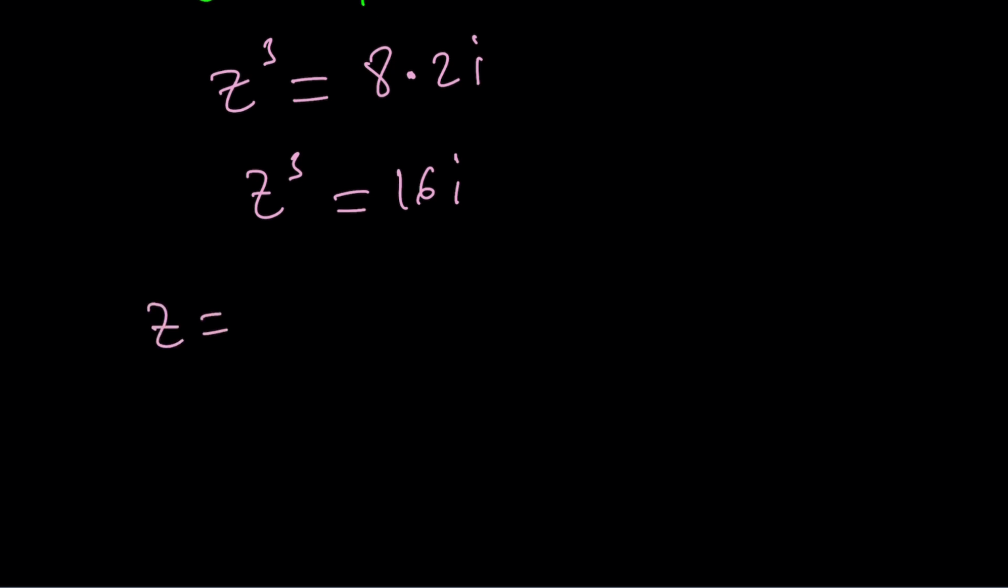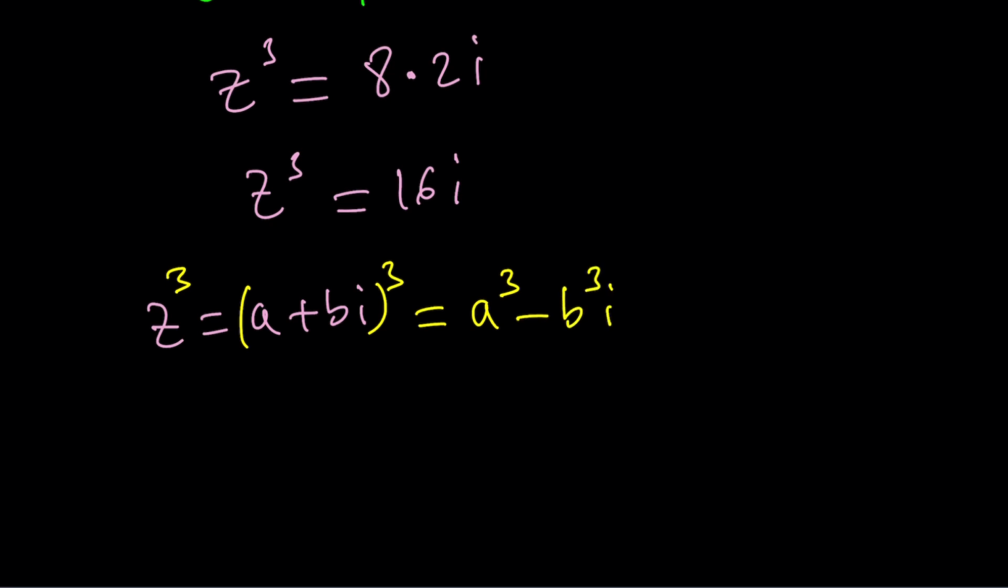Yes, you can replace z with a plus bi. I mean, there's no harm. Let's just use it real quick. You've got to know how to expand it. And the formula I use involves cubing this and then cubing this and then plus 3ab. Notice that i cubed is negative i. That's why there's a minus sign. Plus 3xy times x plus y. Okay, it's going to go like this.